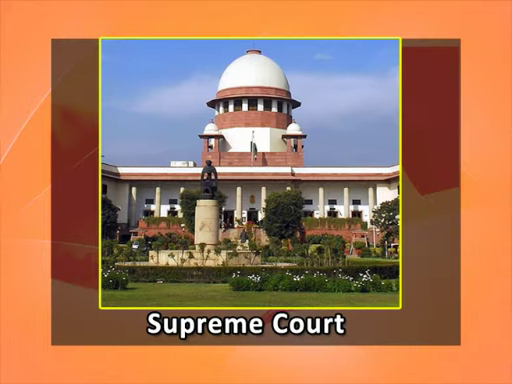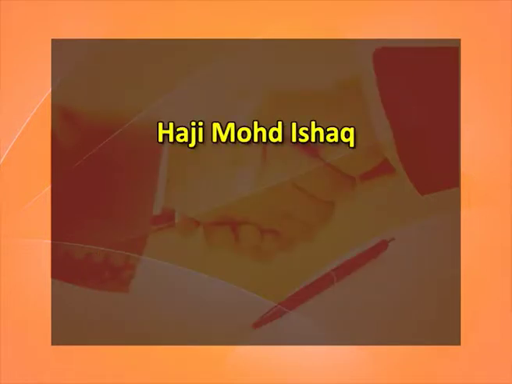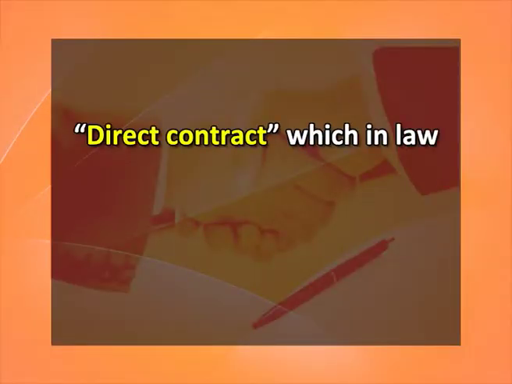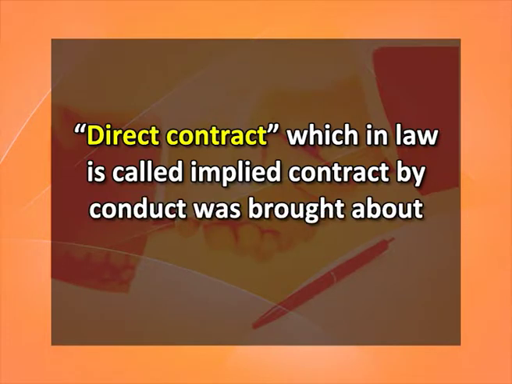Section 9 was applied by the Supreme Court in the case of Haji Muhammad Ishaq versus Muhammad Iqbal, 1978, where on the orders of a third person certain goods were supplied by the plaintiff to the defendants. The defendants unerringly accepted the goods and paid a part of the price. The defendants refused to pay on the ground that there was no express contract with the plaintiffs. The court held that the circumstances and the conduct of the parties clearly show that a direct contract, which in law is called an implied contract by conduct, was brought about between them.